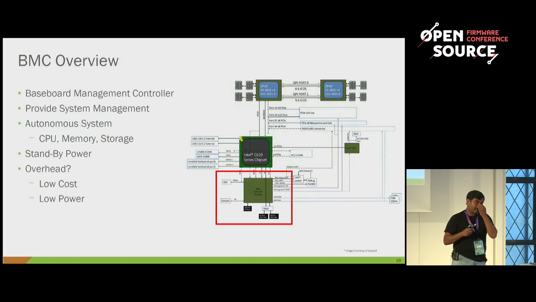So for all of this, what is the solution? This is nothing new, actually. It has been there for 20 years. We add an autonomous system called the BMC, the baseboard management controller. It's autonomous, meaning it has its own CPU, its own memory, DDR4, and its own storage, so we can store logs. And it's totally isolated from the power point of view.